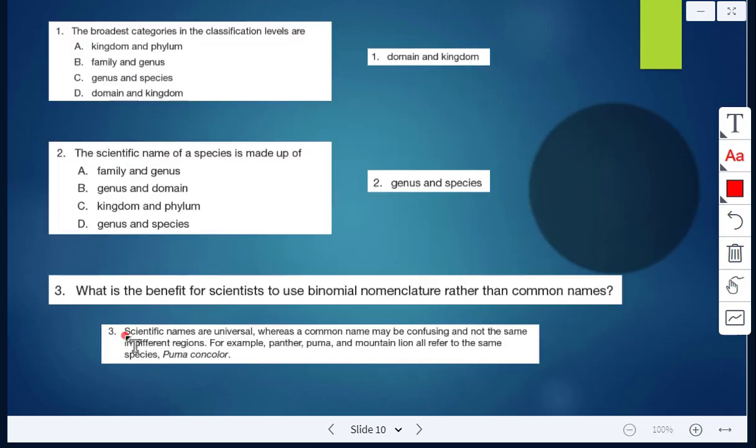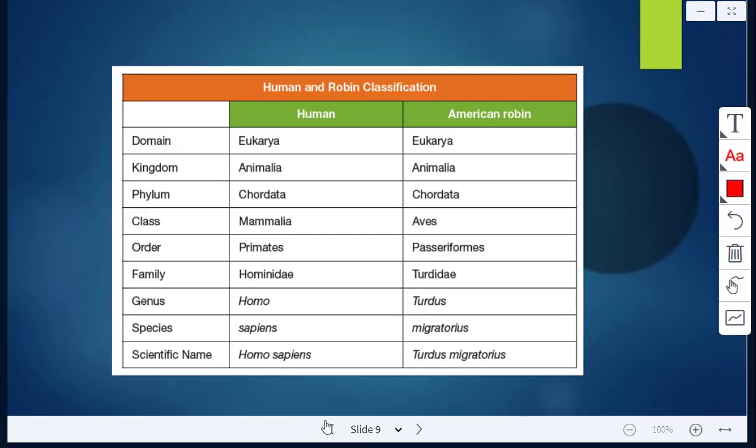All right, so let's look at our first question here. The broadest categories in the classification levels are A, kingdom and phylum, B, family and genus, C, genus and species, or D, domain and kingdom. The answer is domain and kingdom. That's the broadest category at the very top. So when we were looking at, for example, here, the domain and kingdom are the broadest categories.